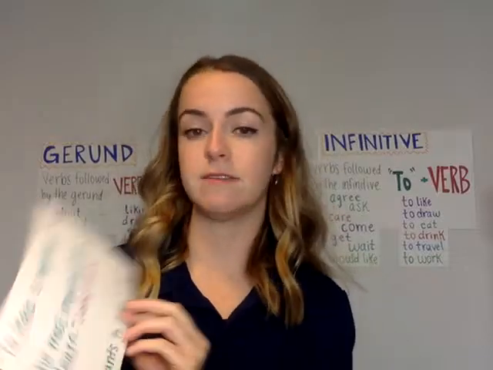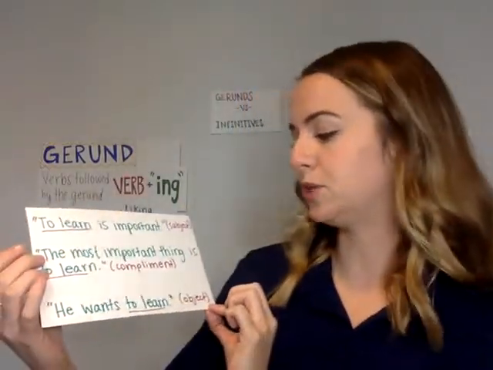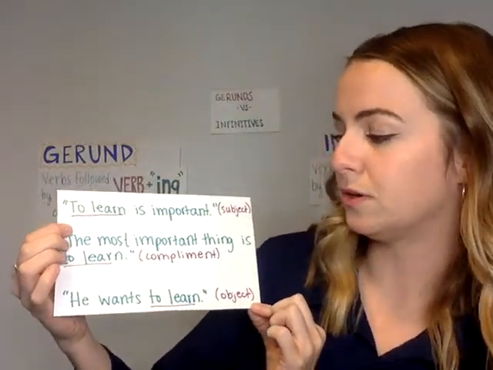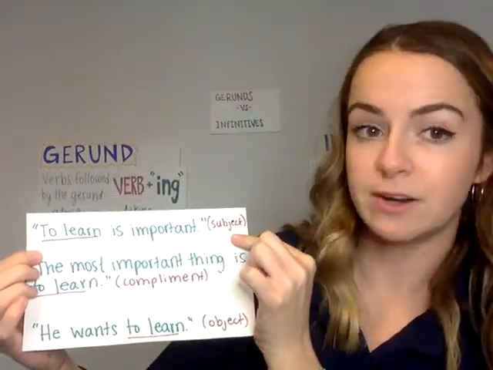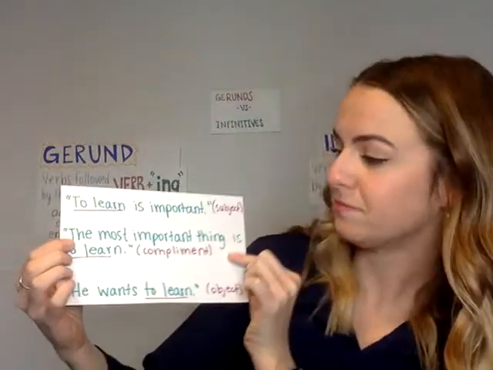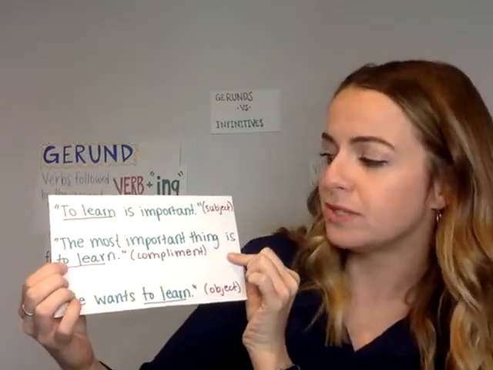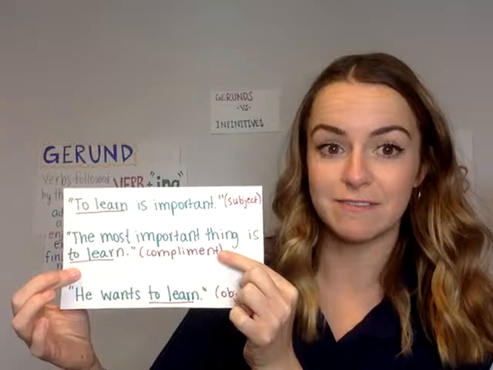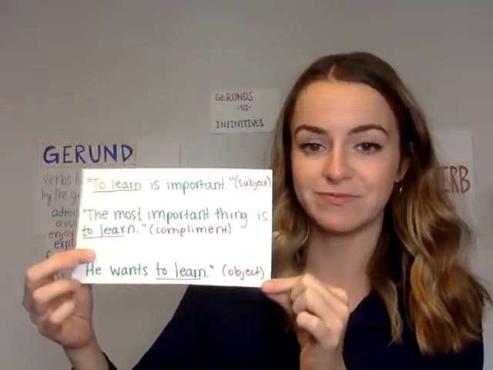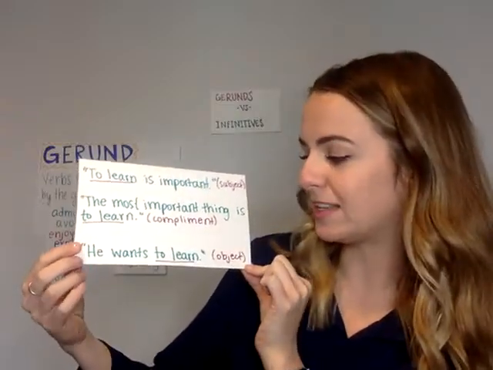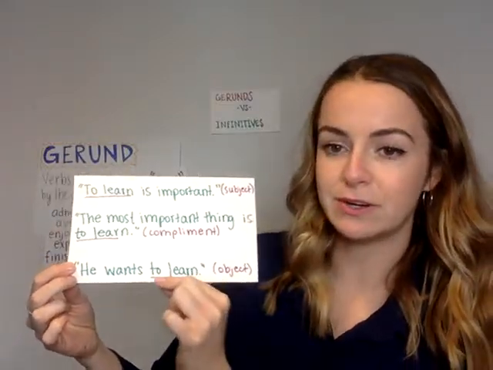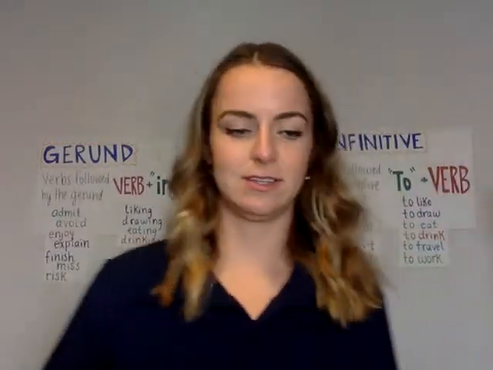Here are the infinitives used as a subject, complement, or object. Here it says, to learn is important. To learn here is the subject. Next, we have, the most important thing is to learn. To learn, the infinitive here, is the complement. And down below it says, he wants to learn. Here, to learn is the object.